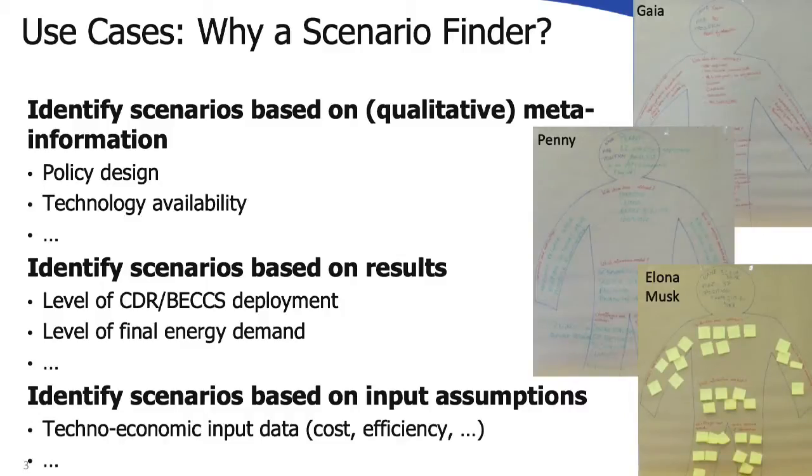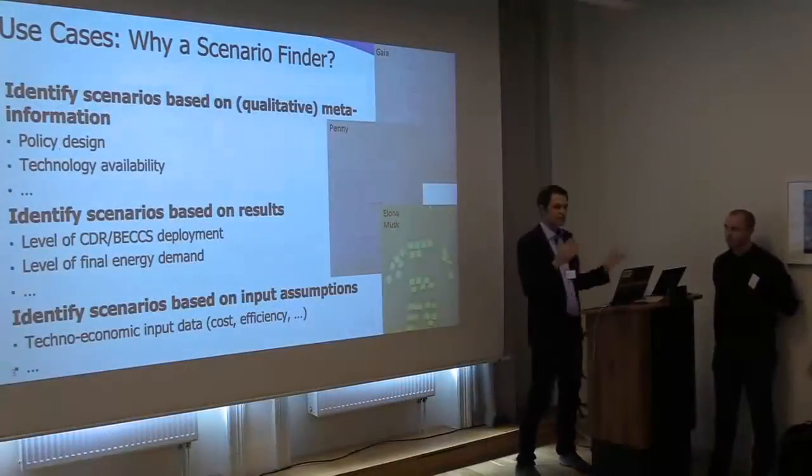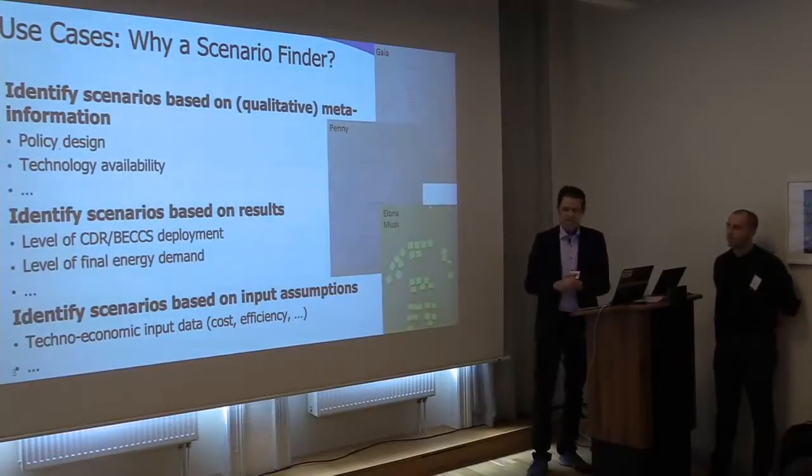On the one hand, identifying scenarios based on qualitative, what we would call meta information. So qualification, a type of scenario. So for instance, what type of policy design was explored in this scenario? Are there any specific recommendations or any specific assumptions on technologies such as CDR being available or not being available in a given scenario?